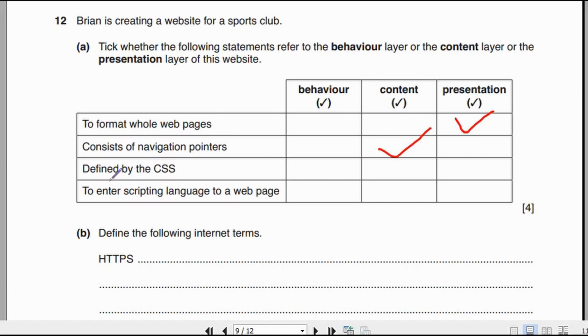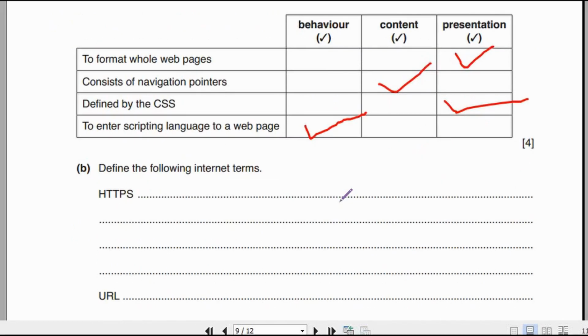And the next one, defined by the CSS, cascading style sheet. Cascading style sheet is all about designing the front page, so it's all about presentation. To enter the scripting language to a web page. So when you enter a script to a web page, what you are doing shows the behavior. You can put the validation check or verification check, so it shows the behavior of your web page.